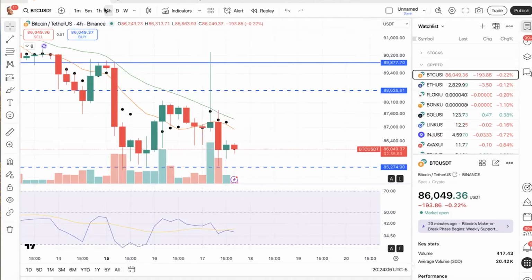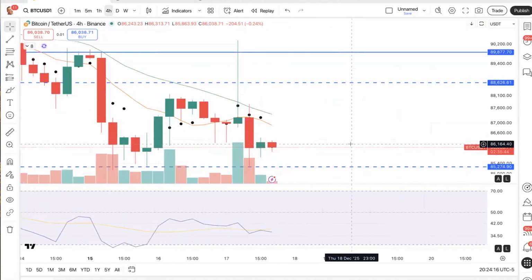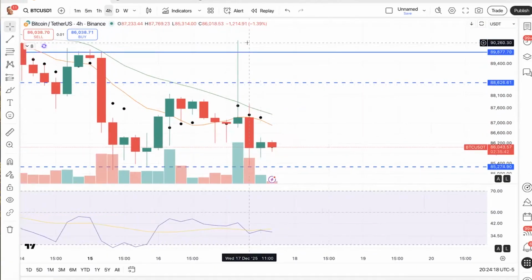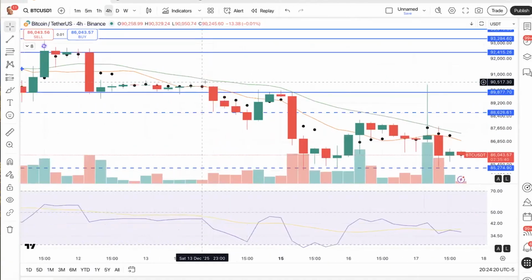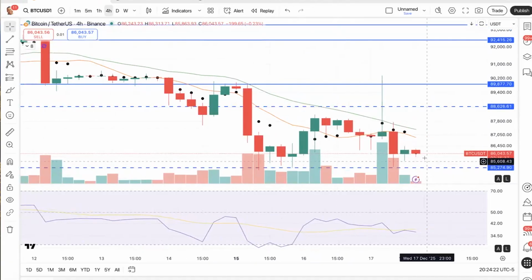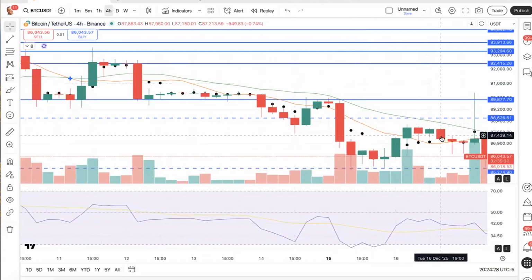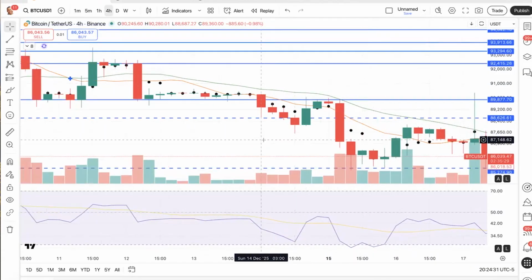So I start my analysis with Bitcoin on higher time frames, the 4 hour and the 1 hour, to dictate what it's going to do that day. Let me close this out really quick. What we see here is Bitcoin on the 4 hour. These are 4 hour candles, so 1, 2, 3, 4. Every candlestick represents 4 hours.